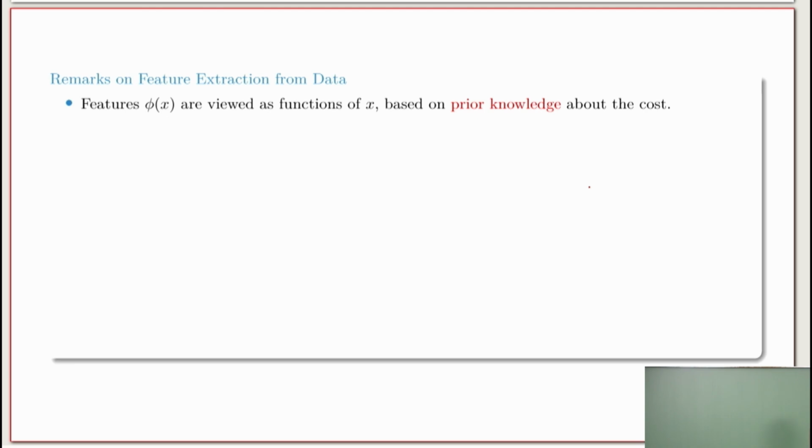So obviously features are denoted by phi x, and they are viewed as a function of x. And these are based on prior knowledge, right? So now the question is, if I'm looking at a feature phi x, then the possibilities of this function phi could be all possible functions in the world, right? But this is not something we can try out. We cannot try out all possible functions.